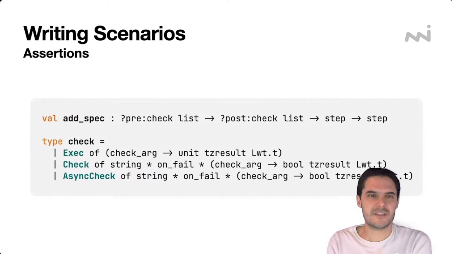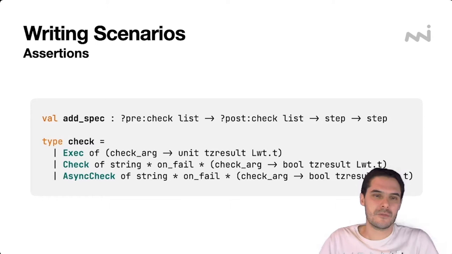Writing assertions in Mitten is also possible. We have this addSpec function, for which we give it a list of checks as a precondition, and a list of checks as a postcondition, and with a step it gives us another step with this spec added. Each check can be of three different kinds. The first one is an execution of a function. The second one is an actual check, and the last one is an asynchronous check.